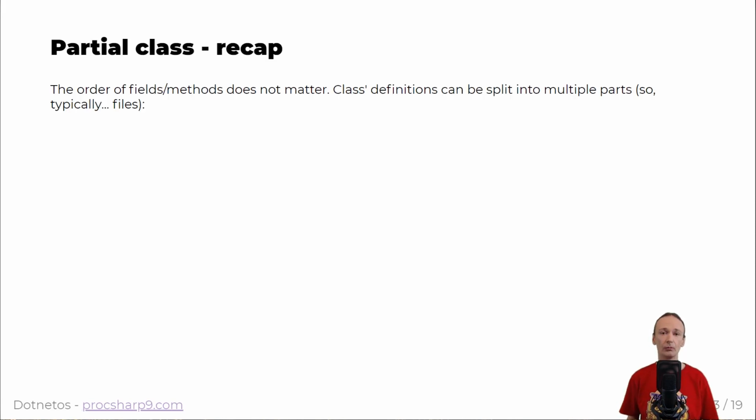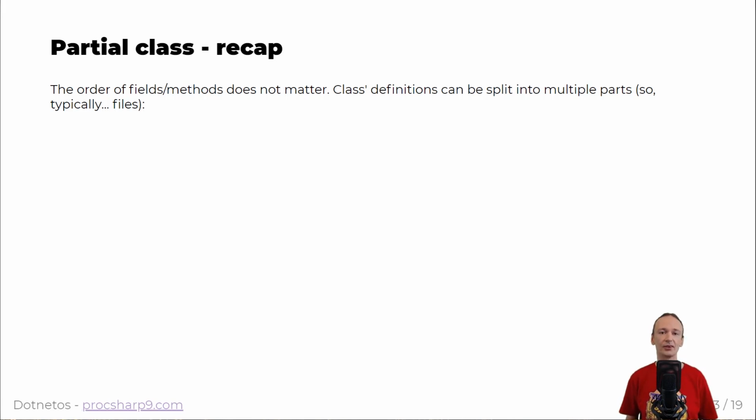So the first feature that has been added under this overall umbrella term of supporting code generators is support for new features for partial methods. But before we move on to partial methods, let's take a quick recap about partial class. Partial class is something that we have had in C# for years, maybe even from the very beginning.